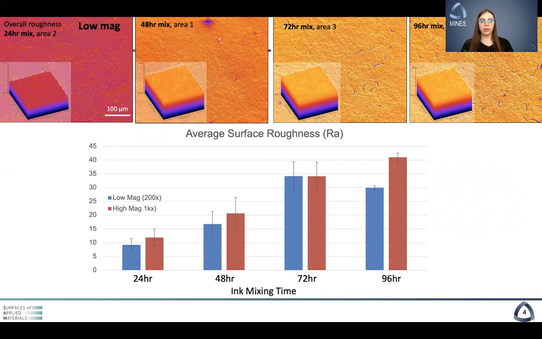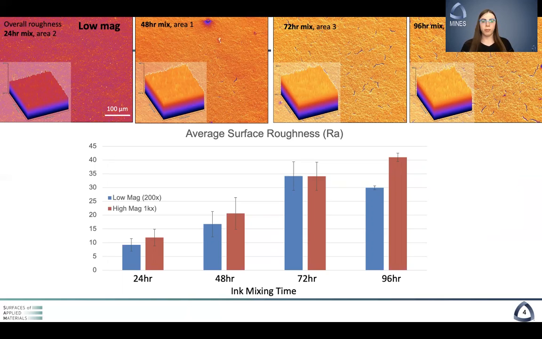So shown here is the graph of the average roughness at 24, 48, 72, and 96-hour mixing times. Each data point was collected by having 3 samples at 2 magnifications. The most representative of the low magnification regions is shown above. And we can see that there's a general trend of increasing roughness with increasing time, other than one kind of funky data point of the 96-hour low magnification.